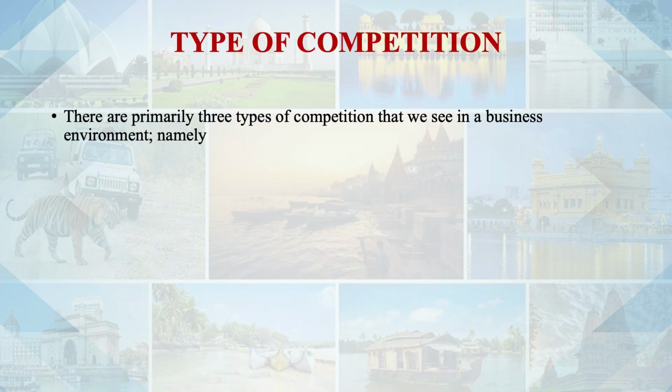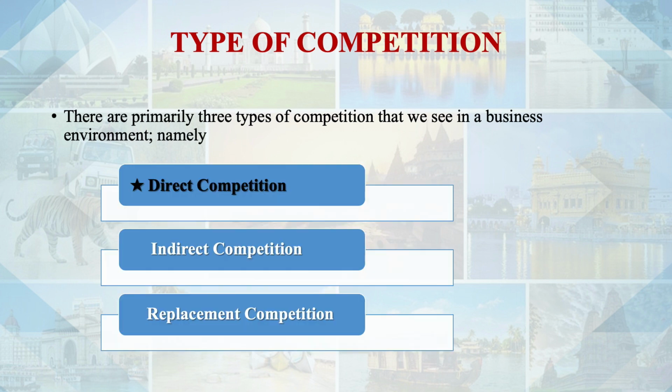So, first, type of competition. Type of competition primarily discusses the type of competitors. There are primarily three types of competition that we see in a business environment. The first is known as direct competition.